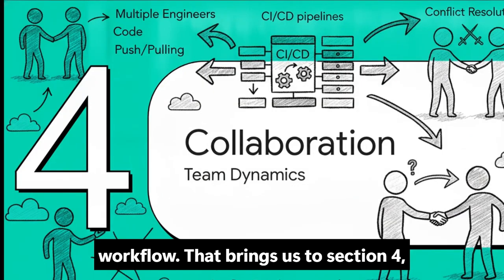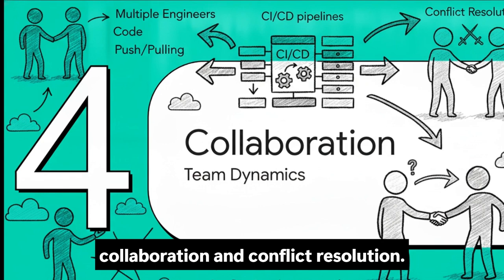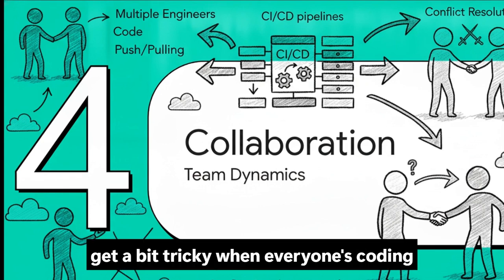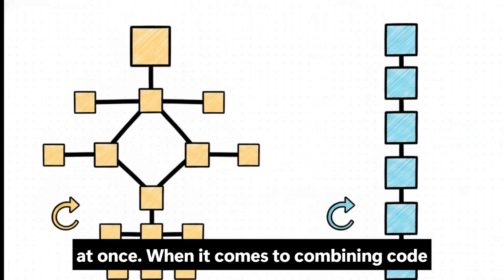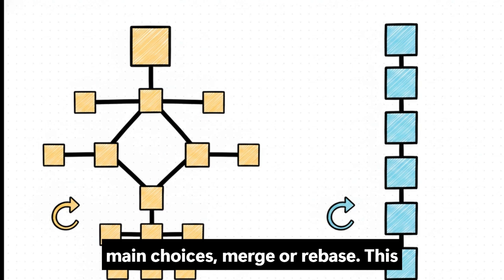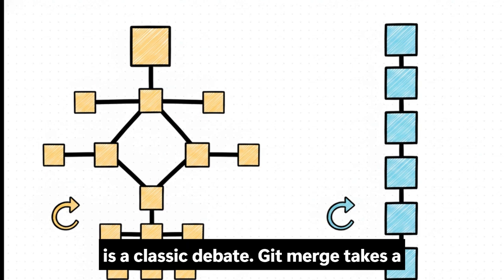That brings us to section 4, collaboration and conflict resolution. Because let's face it, team dynamics can get a bit tricky when everyone's coding at once. When it comes to combining code from two different branches, you have two main choices, merge or rebase. This is a classic debate.